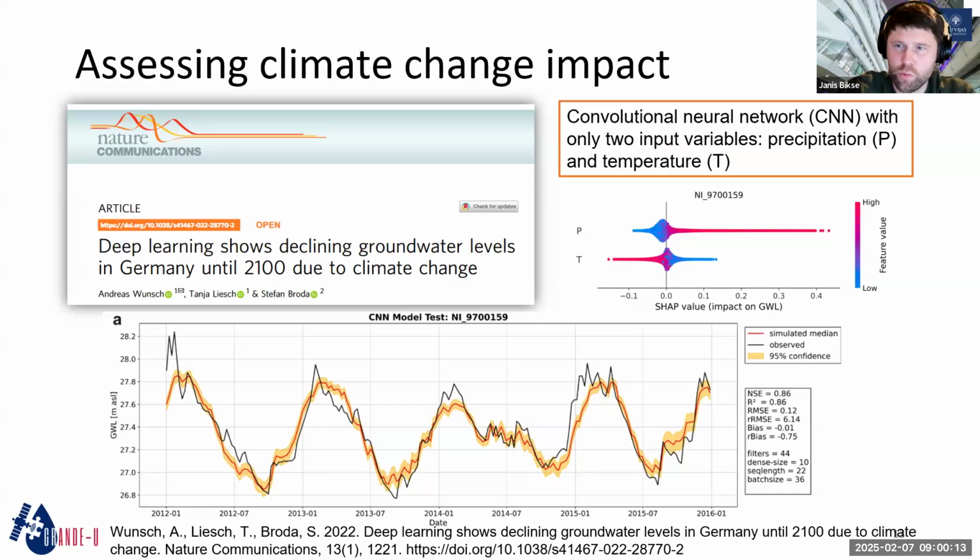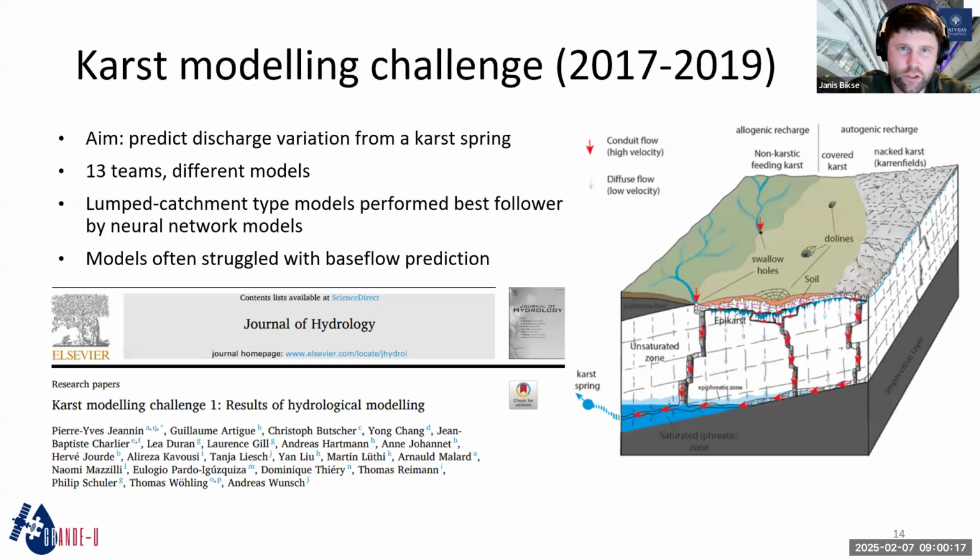And then I promised that I will talk about the groundwater modeling challenge, but I will start with another challenge which was performed 6 years ago. It was called the Karst Modeling Challenge, and this was the beginning. That was a challenge where 13 teams participated and tried to predict spring discharge using different kinds of models.